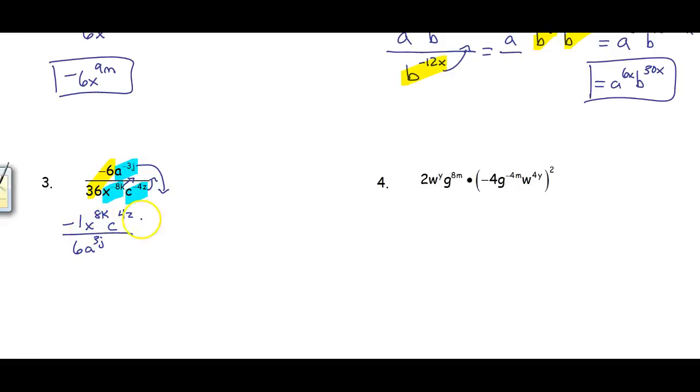Can you combine any other terms? Is there any like terms with x? No. c? No. a? No. So here's your final answer.